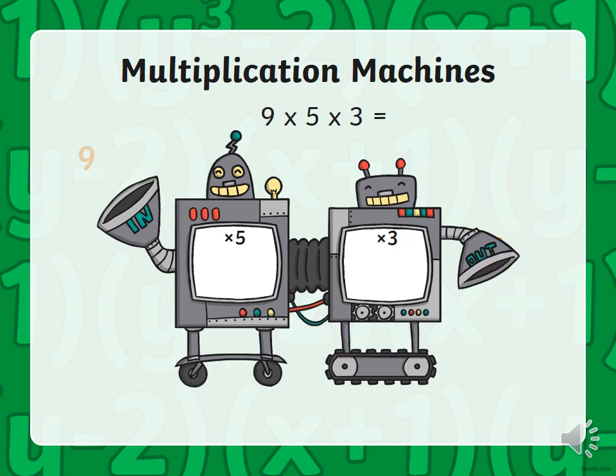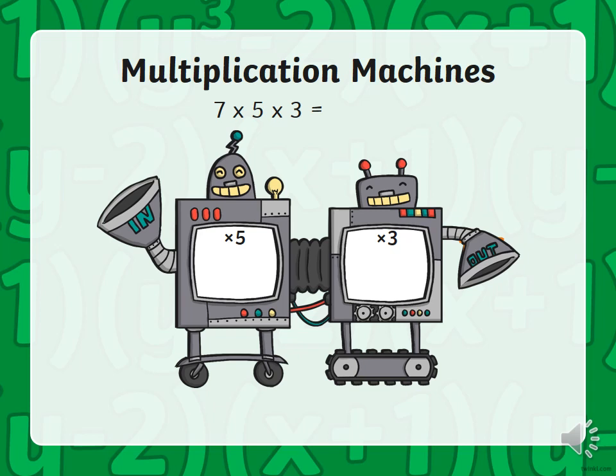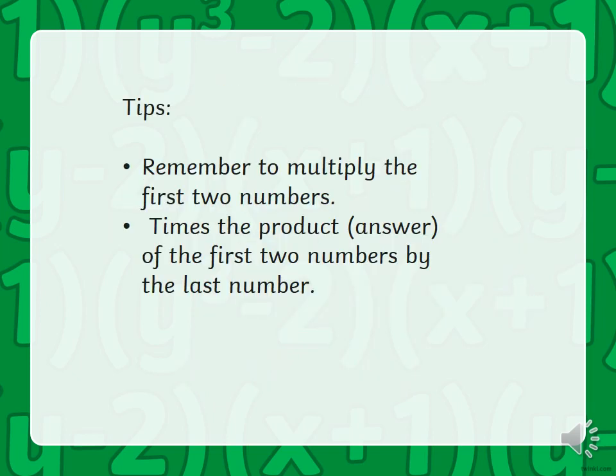Let's do the same thing again for 9. 9 times 5 times 3. 9 times 5 is 45. 45 times 3 is 135. Out comes 135. Okay, let's try this one. So 7 times 5 times 3. 7 times 5 is 35. 35 times 3 is 105. Out comes 105. Okay, so these multiplication machines are quite straightforward.